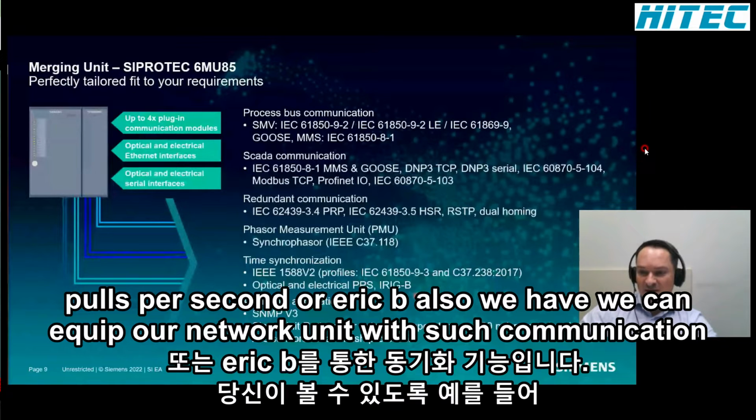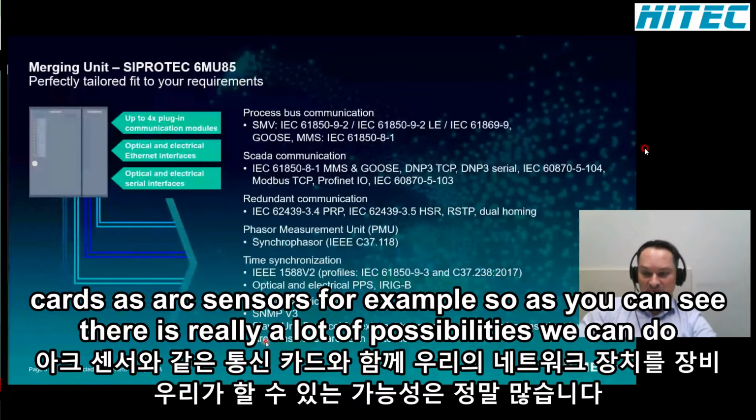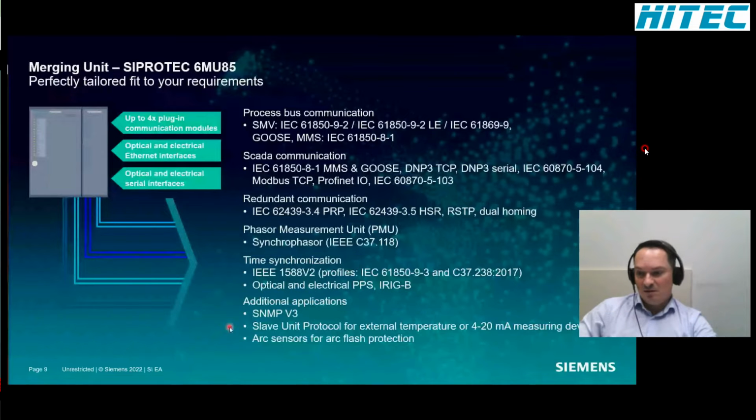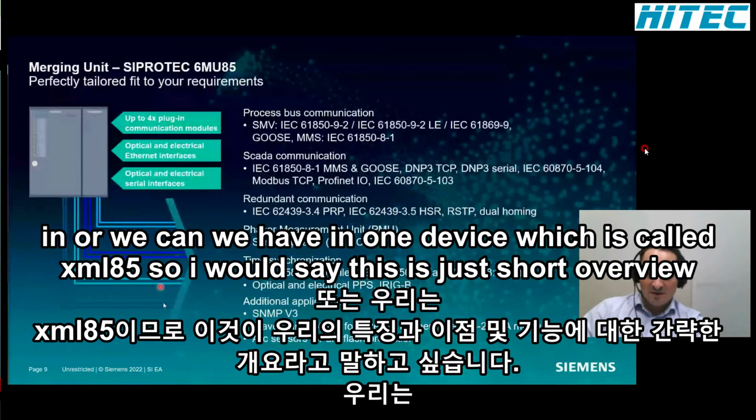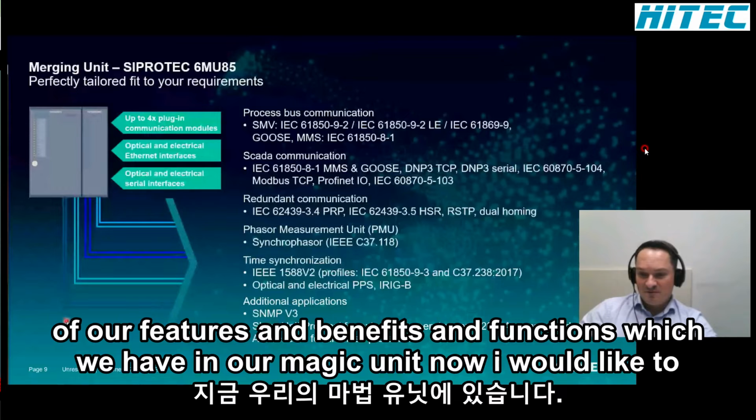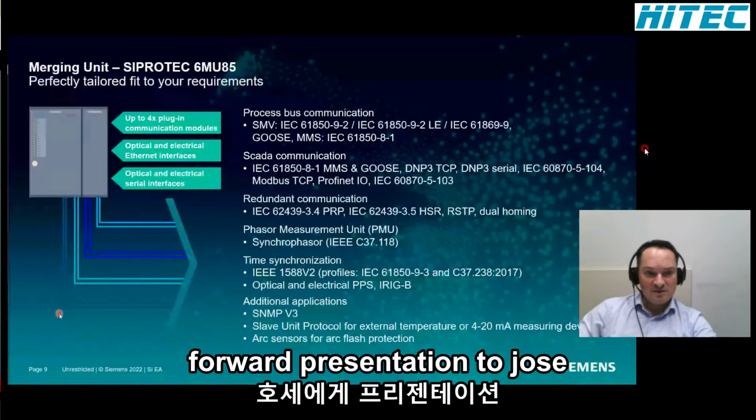Also, we can equip our merging unit with communication cards such as ARC sensors, for example. So as you can see, there are really a lot of possibilities we have in one device, which is called 6MU85. I would say this is just a short overview of the features, benefits and functions which we have in our merging unit. Now I would like to forward the presentation to Jose.